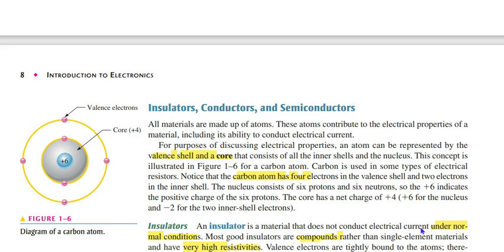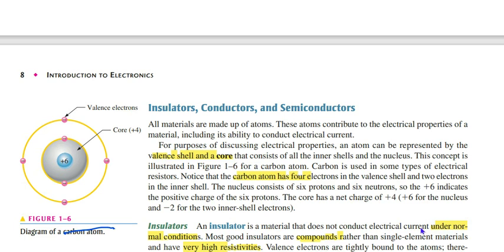The next topic is insulator, conductor, and semiconductor. First, he explains the core. What is the core? The core is the part inside the valence shell, or inside the outermost shell. The core consists of the inner shells and the nucleus. And he gave the example of the carbon atom.